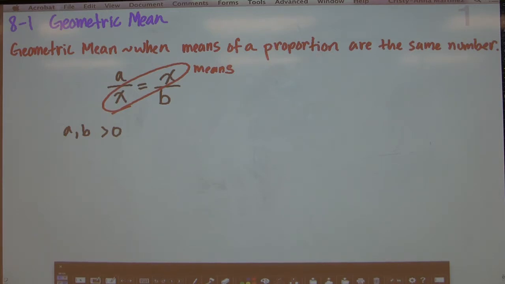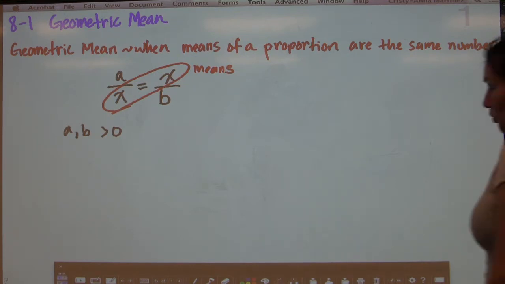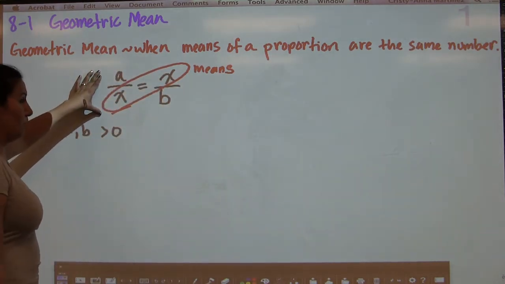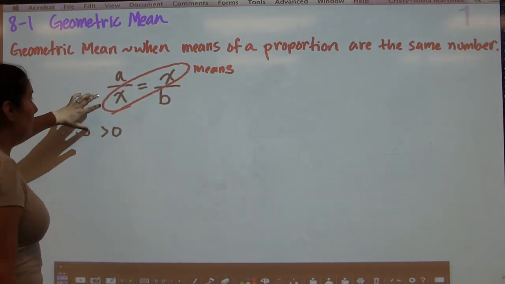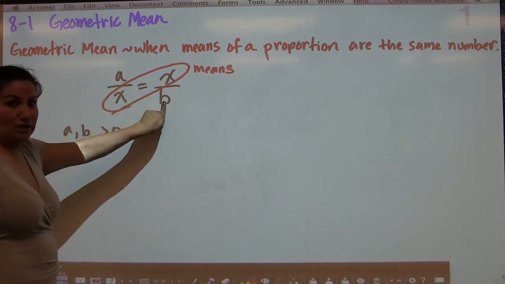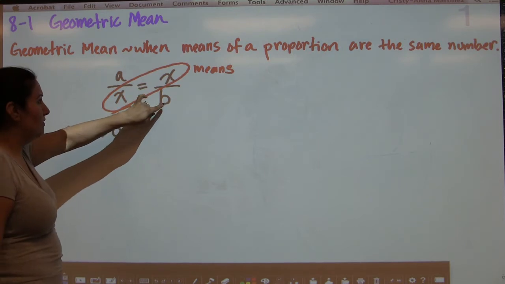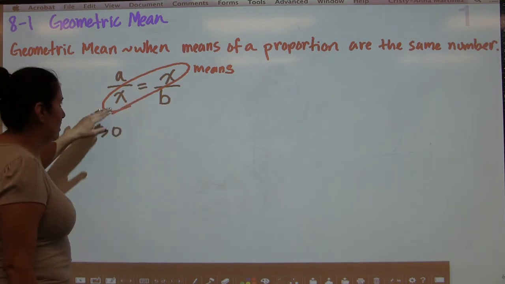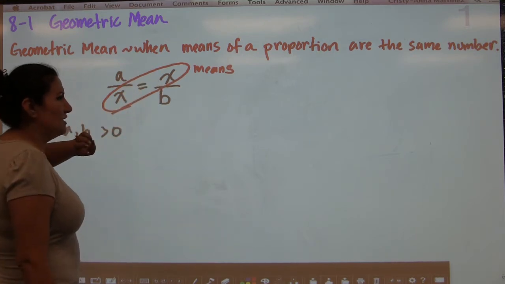The geometric mean is when the means of a proportion are the same number. Now you've seen proportions before. Here's an example of a proportion, but what I wanted you to notice with this diagram is that we have the extremes here, in case you didn't remember what we call this. The product of the means is equal to the product of the extremes.